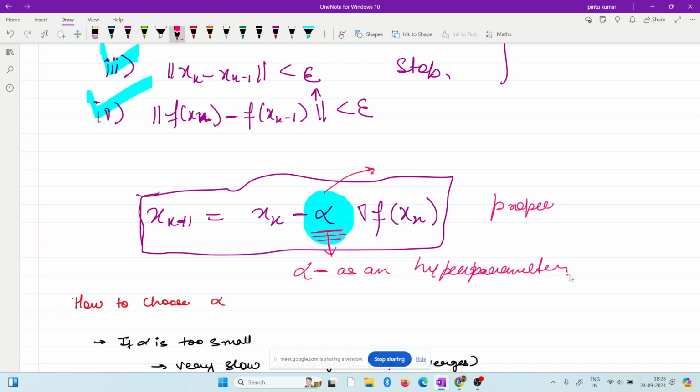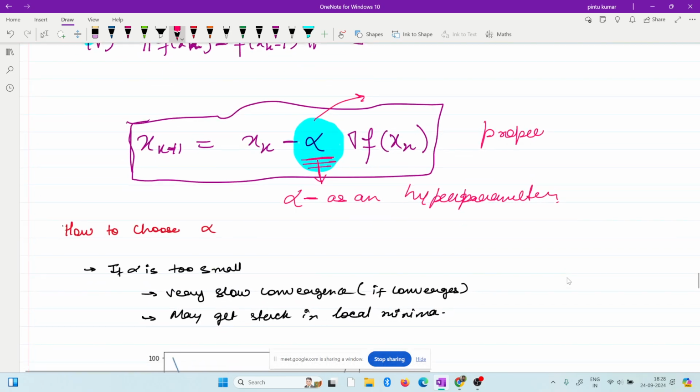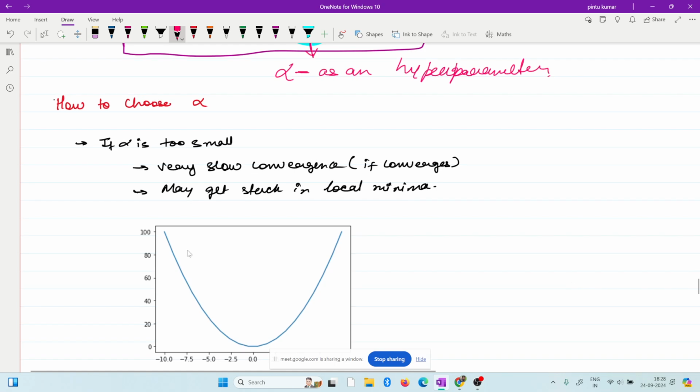What I mean by that is you take some alpha and see how your model is performing. You suitably increase or decrease the alpha to check whether you are getting better performance or not. That's how you tune your alpha rather than finding the exact value of alpha. Let's say you took your alpha to be 10 to the power minus 2. Starting from point 10, you move very little to this point, then again very little, taking very tiny steps, and you will take too many iterations to reach the minimum point.